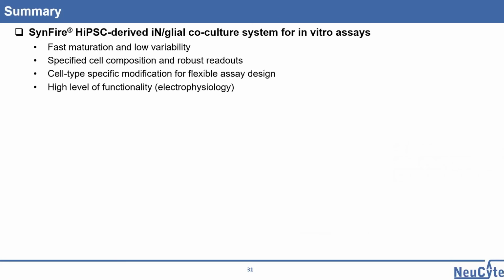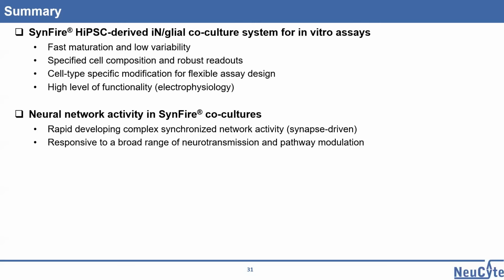So that was the last example, and that brings me to the summary. Just to recapitulate, the Sunfire co-culture system, which comprises a 70-30 ratio of excitatory to inhibitory cells plus primary human astrocytes, shows very fast maturation, low variability, and, in the QC setting that we have, a very specified cell composition, as you produce a certain targeted cell population directly by the combination of transcription factors. And it has a very high level of functionality, with many different receptor and signaling pathways functionally integrated in a higher order phenotype like network activity.